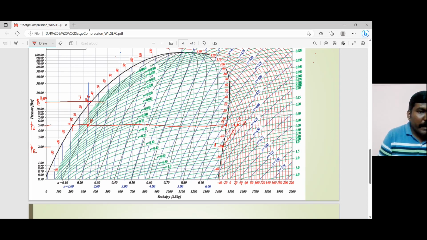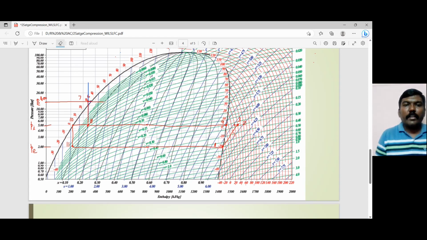Then from here, I have to drop another perpendicular till I reach the evaporator pressure. This is my point number 11. And from 11, I can reach point number 1. So the only missing link is my point number 5 and 6. Now how to find out point number 6?